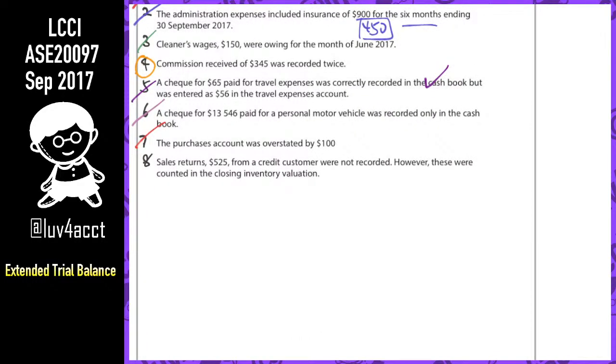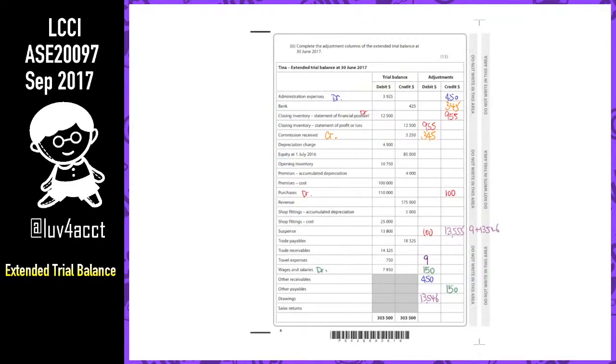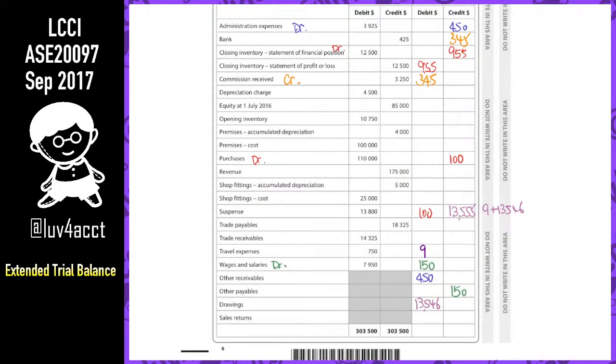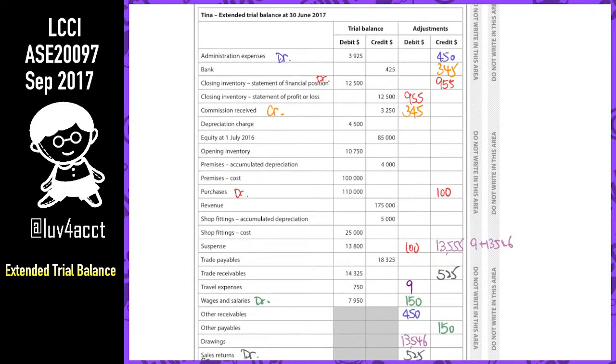Sales returns 525 from a credit customer were not recorded. However, the inventory is correct. So 525 sales returns. Sales is on the credit side, so sales return is on the debit side. 525, and then reduce the amount of trade receivables, 525 here. Okay, so now we have finished.